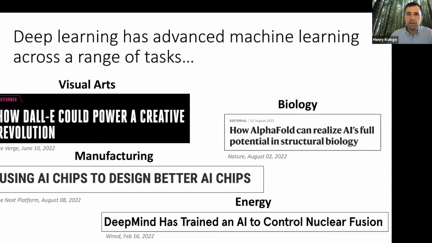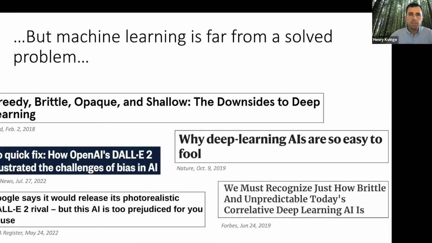So deep learning has advanced machine learning across a range of tasks. We all see this, whether we actually work in the field or just read the popular press, we see this everywhere. From the visual arts with some of the new generative models that have been released, like Stable Diffusion, I think is the most recent one, to what's perhaps more interesting, which is some of the science applications like AlphaFold and things like that. But of course, not to oversell things, there's still a lot of serious challenges here.